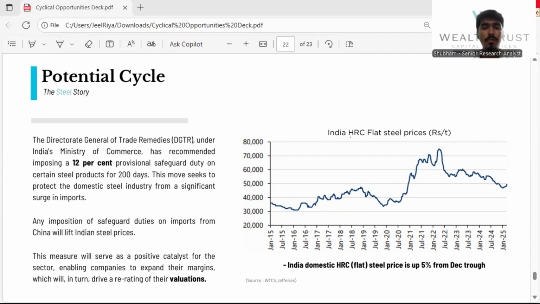So this philosophy of combining economic, sectoral and business cycles is embedded across our portfolio in cyclical opportunities, and that's how we aim to generate sustainable alpha across cycles, sectors and strategies.